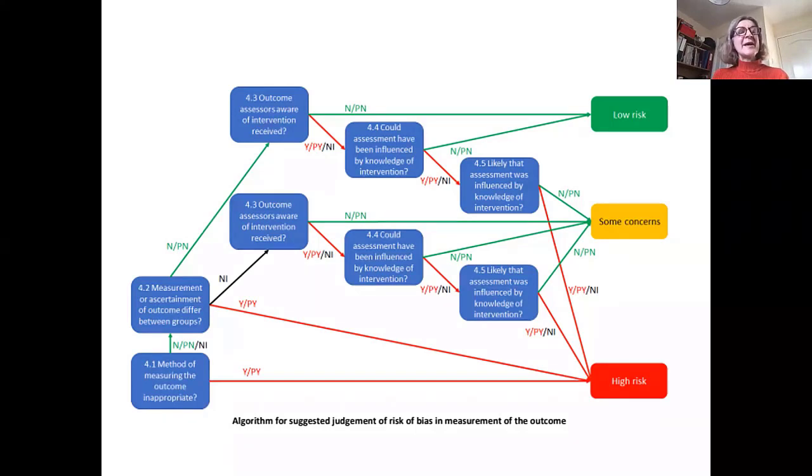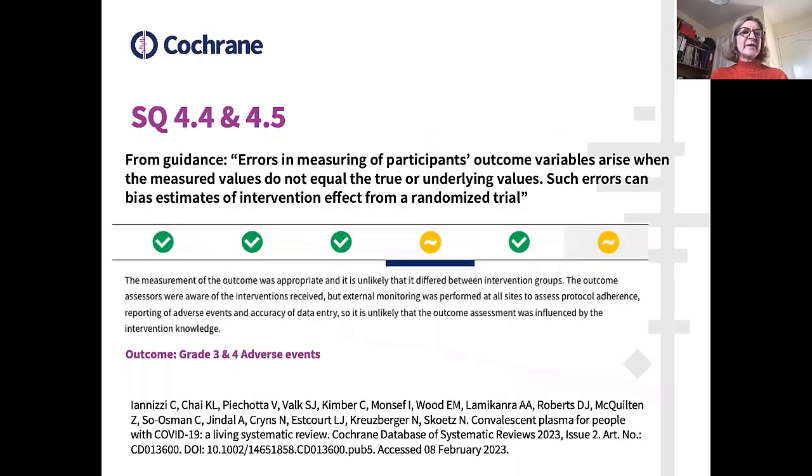There are also a lot of patient-reported outcomes that we see. And patient-reported outcomes are often quite subjective outcomes, which is an important thing to think about. So my example for this one is from a review on convalescent plasma for people with COVID-19, published in 2023, actually just a couple of weeks ago.